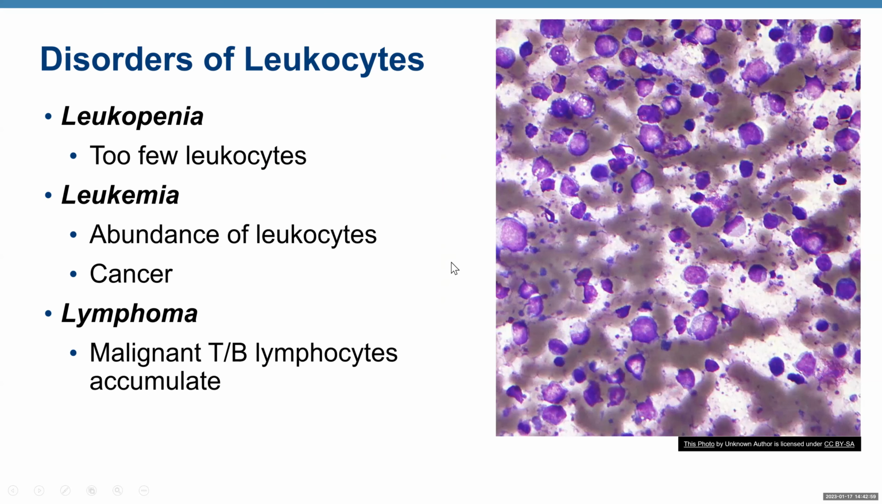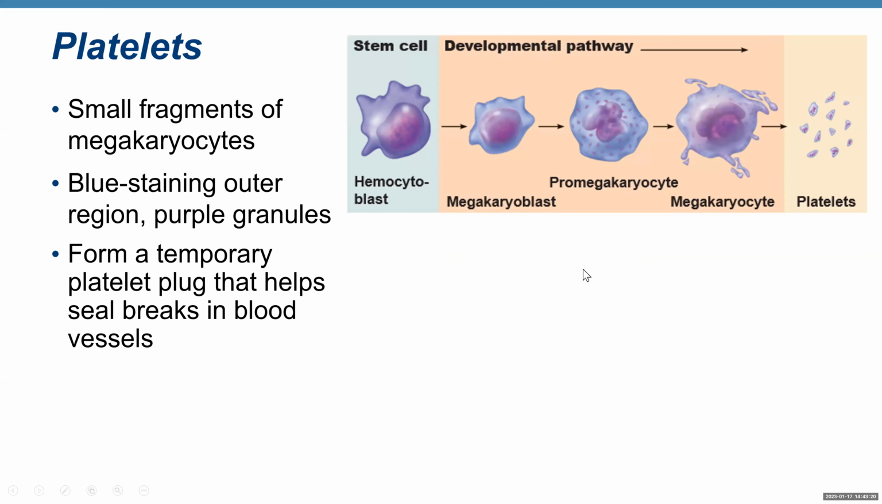Right, disorders of leukocytes. You have leukopenia, too few leukocytes; leukemia, abundance of leukocytes, cancer; and lymphoma, malignant cancer that affects T and B or both T and B lymphocytes. Next, platelets, small fragments of megakaryocytes, blue stained outer region and purple granules, form a temporary platelet plug that helps seal breaks in blood vessels.